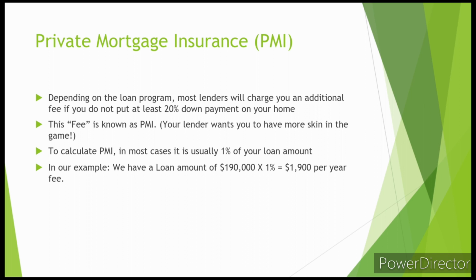So how do we go about calculating our PMI? Well, in most cases, your PMI is usually 1% of your loan amount. Notice I said 1% of your loan amount, not your purchase price. That's important. So if we remember from the previous screen, our loan amount was $190,000. So I'm going to multiply 190,000 times 1%, and that's going to give me a $1,900 per year fee for PMI.